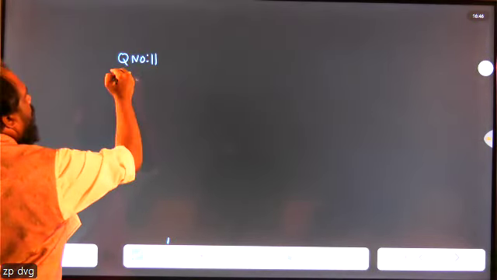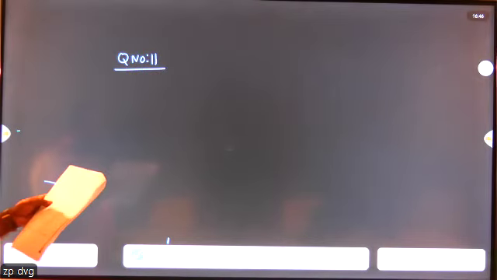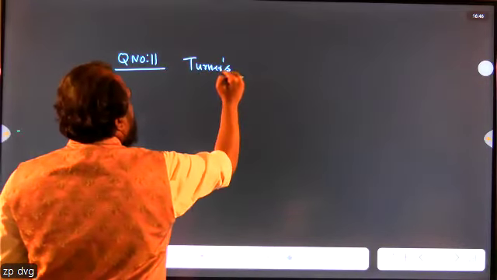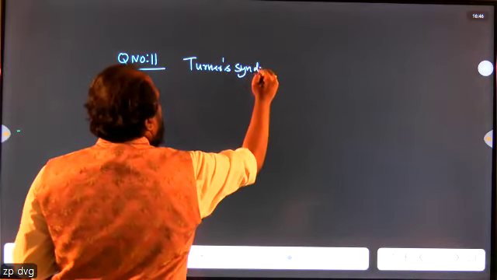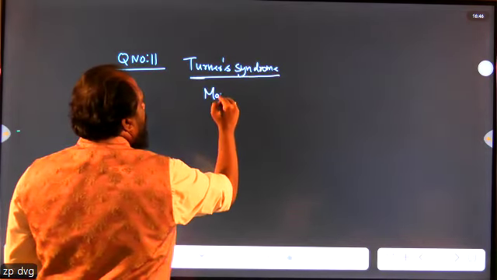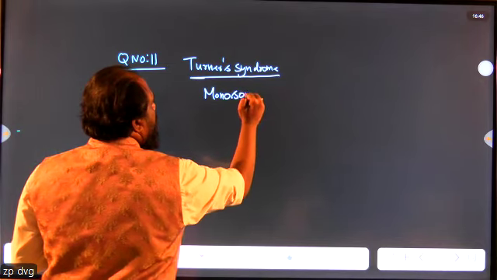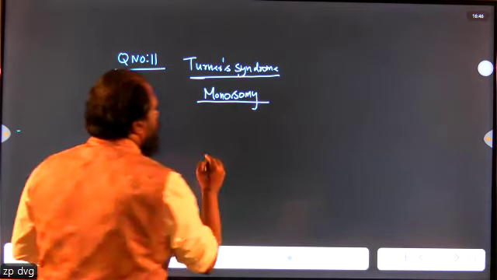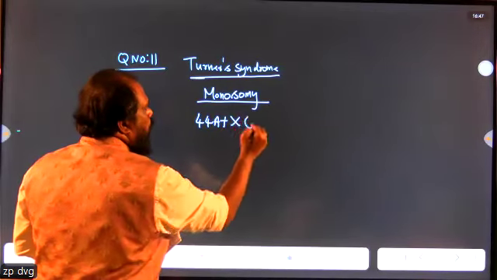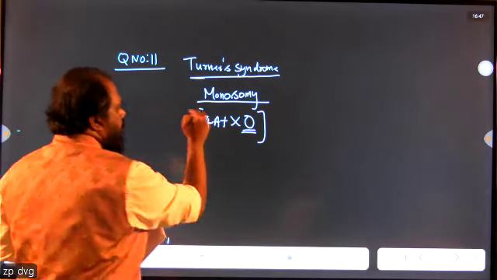So, question number 11 is a direct question. No need to solve. Question number 11 says the chromosomal complement of the individuals of the Turner syndrome. Hope you remember Turner syndrome. It is an example of monosomy, deletion of one chromosome. So, 44A plus XO, absence of one sex chromosome.